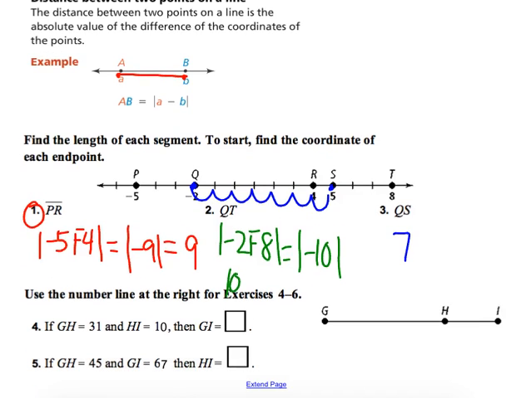Use the number line at the right to answer 4 through 6. So GH is 31, and HI is 10. And we want to know how far it is from G to I. Well, I think we're smart enough here to see that the green and the red segments add up to the whole blue one, so we're simply just going to add those totals, and we get 41.